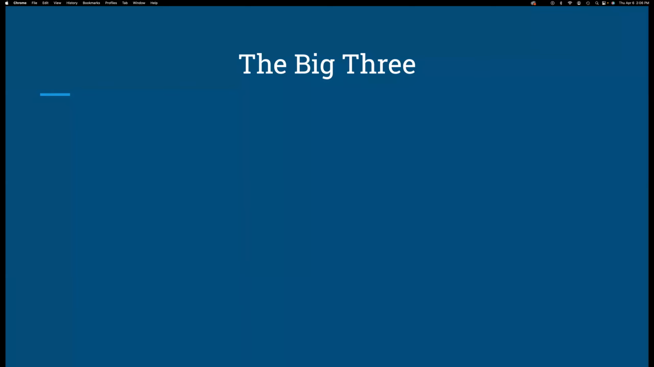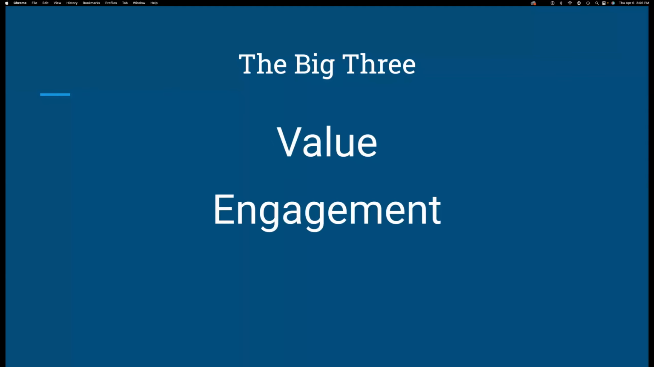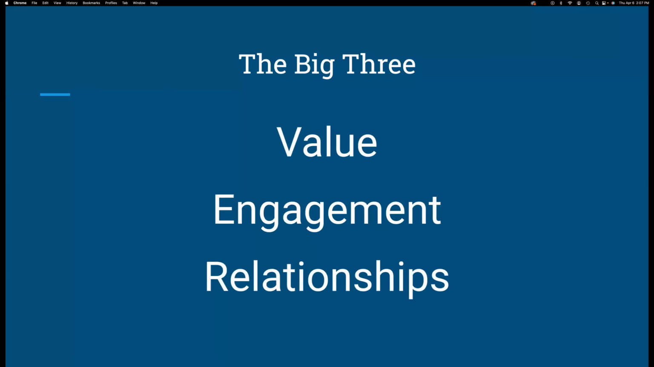To me, there's a formula here. There are three main things that are of importance: value, engagement, and relationships. And you'll see in a few slides that to me, it goes value plus engagement equals relationships. So this is the big three.